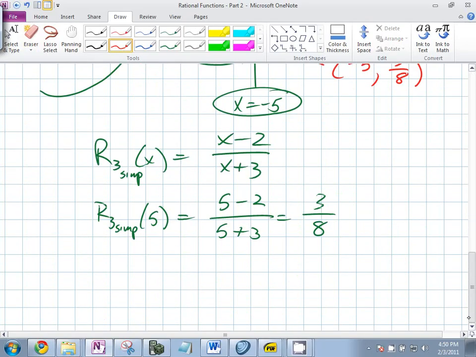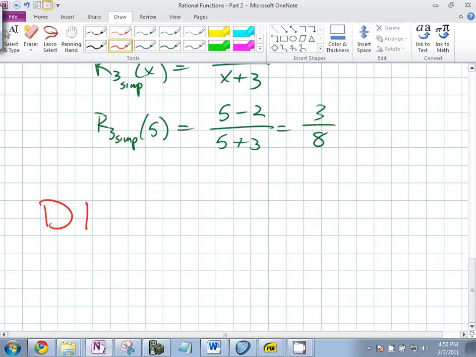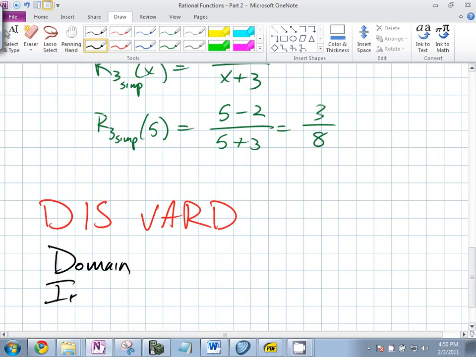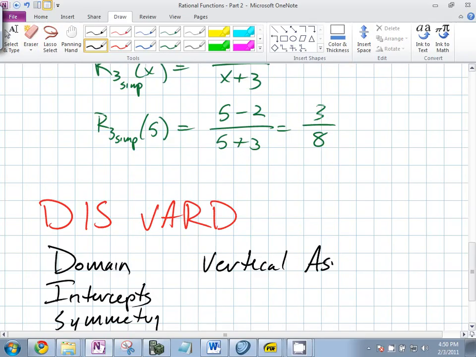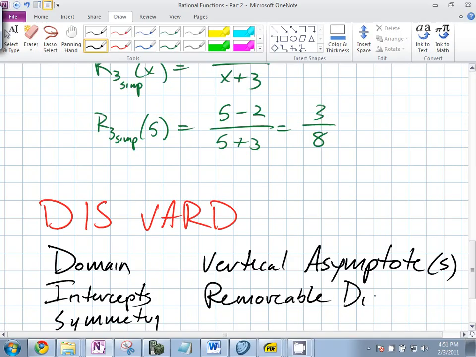So far you have DISVARD. So we have domain, intercepts, symmetry, vertical asymptotes, and notice the spelling, asymptotes, and you can have more than one, and you have removable discontinuities.